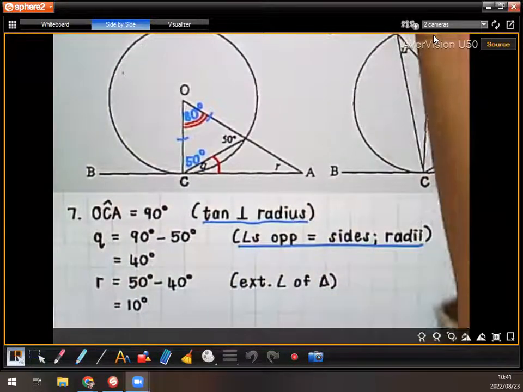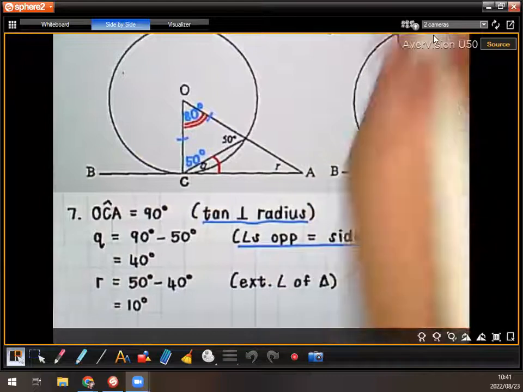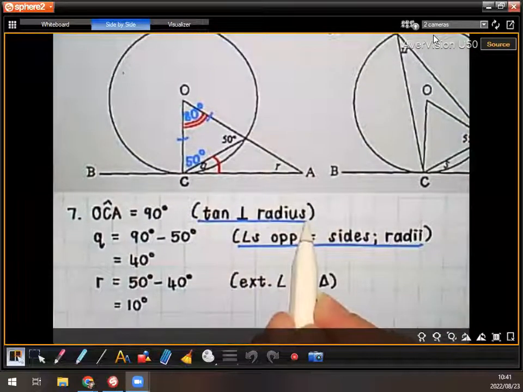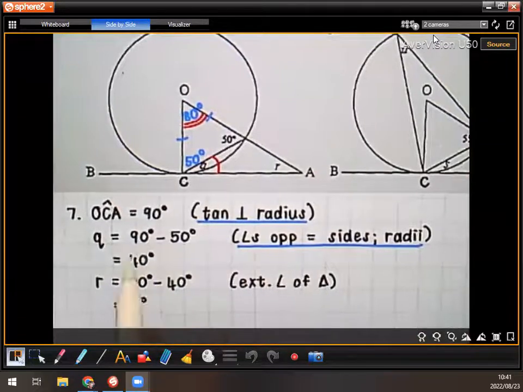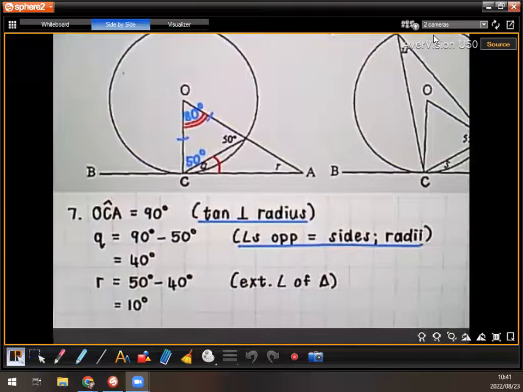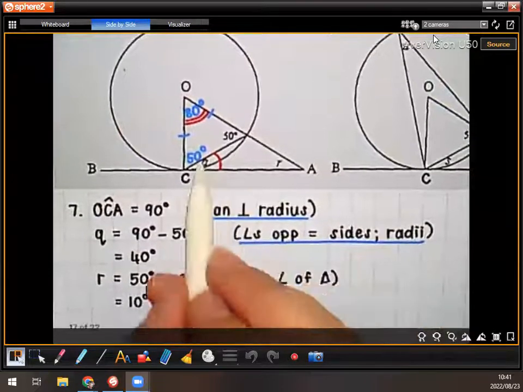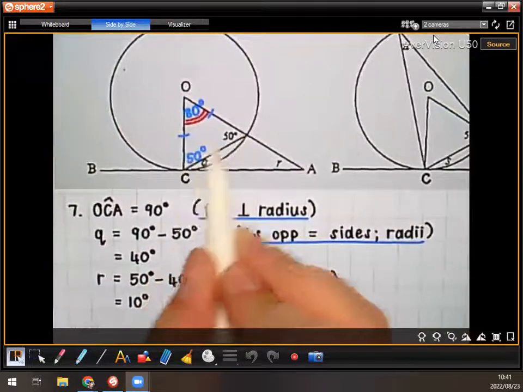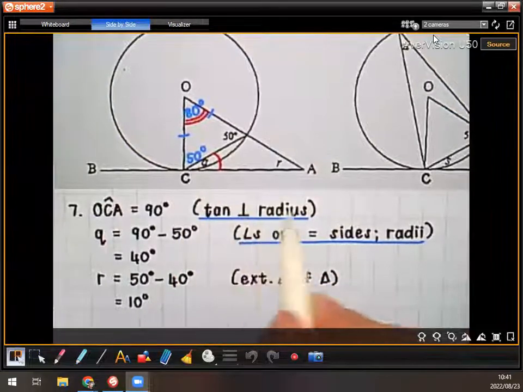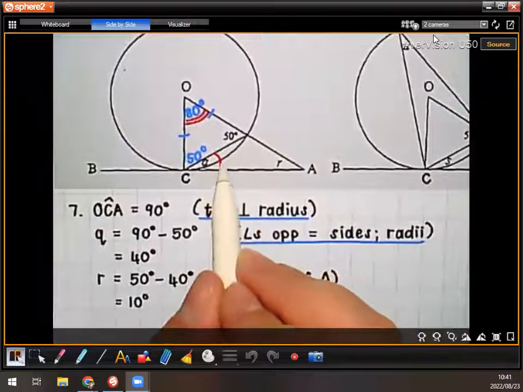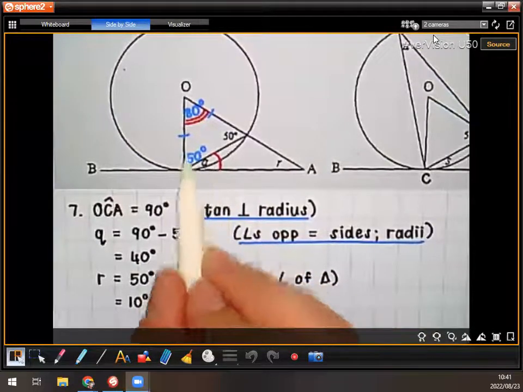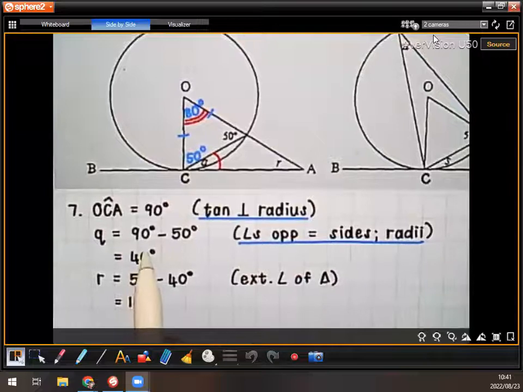So your layout might have been a little bit different. You might have just gone straight to calculating Q, but then you have to have all three of these reasons for that calculation. Okay, so this is 50 degrees because of angles opposite equal sides. That is 90 degrees because of tan perpendicular radius. So that means that Q must be 40, because 90 minus 50 is 40 degrees.